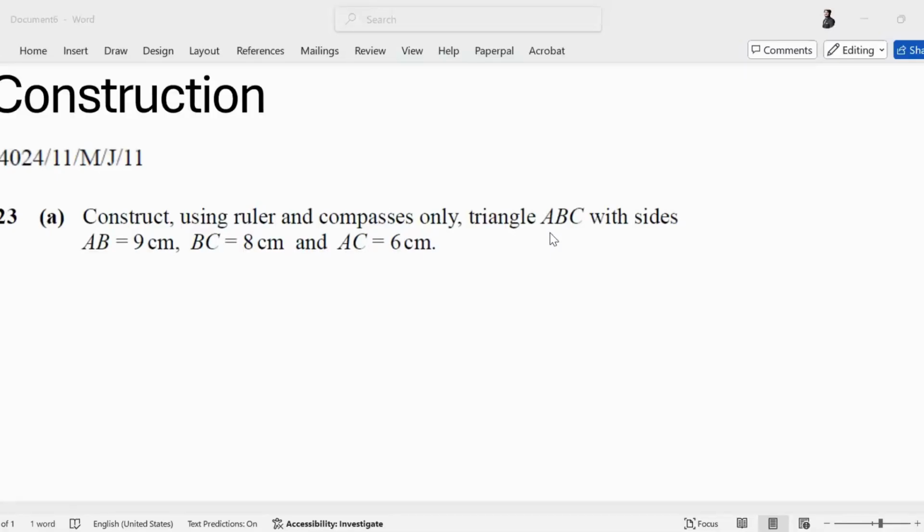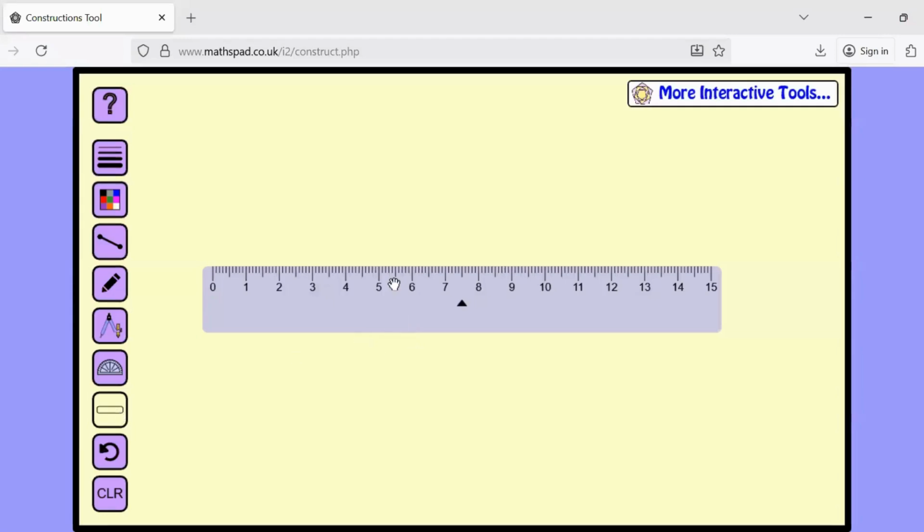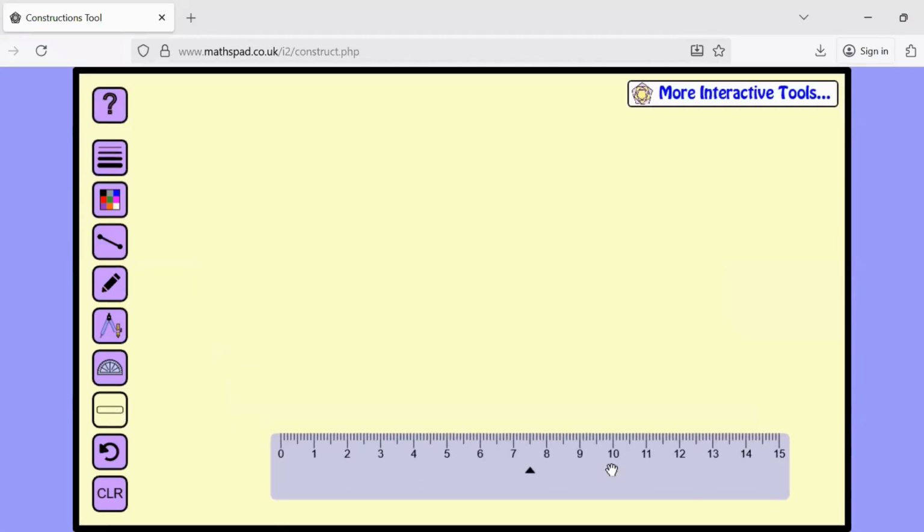So I need to construct a triangle using the lengths of these three sides. May June 2011, paper 1, question 23a. Construct, using a ruler and compasses only, triangle ABC with sides AB as 9 centimeters, BC as 8 centimeters, and AC as 6 centimeters. So which one should we construct using a scale?